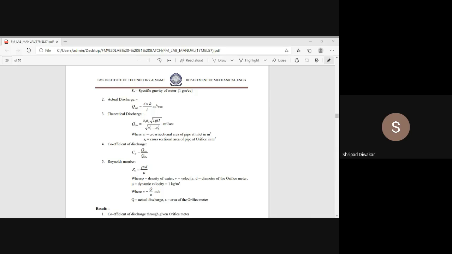Are you getting now? Yes, sir. I got 0.66. 0.6 you got, huh? Okay. Yeah. Okay. So you have to take those readings in centimeter. You have to convert in meter. You'll get the correct answer. Yes, sir.